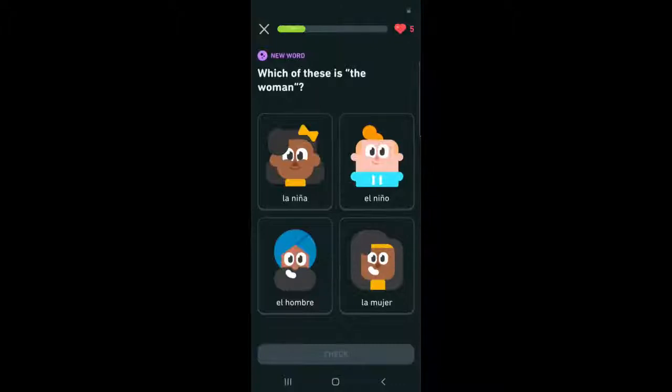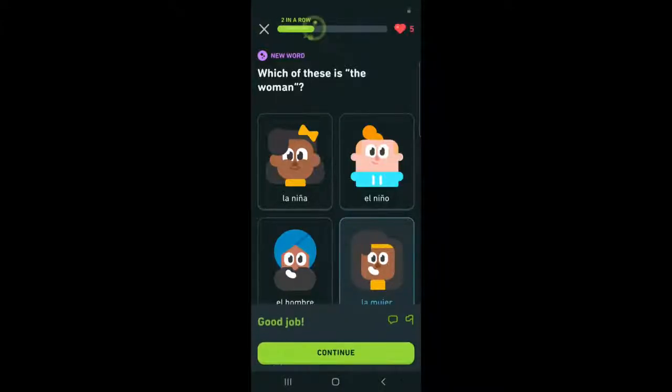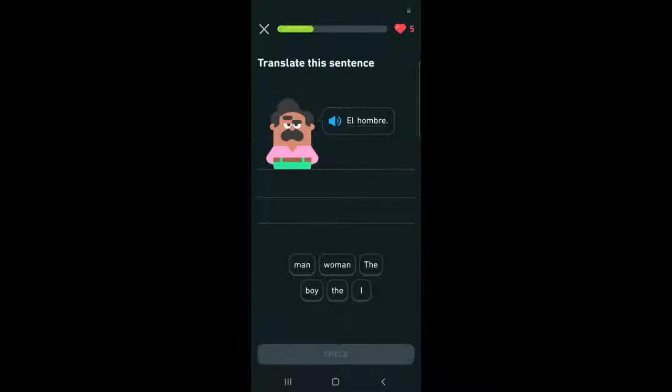Okay. Which of these is the woman? La niña. El niño. El hombre. La mujer. La mujer. El hombre. Is a man. Hold on. You're going to start a sentence. Why not? Let's put, it's a phrase, but yeah. Why would you use the lowercase? No, you have the man there.